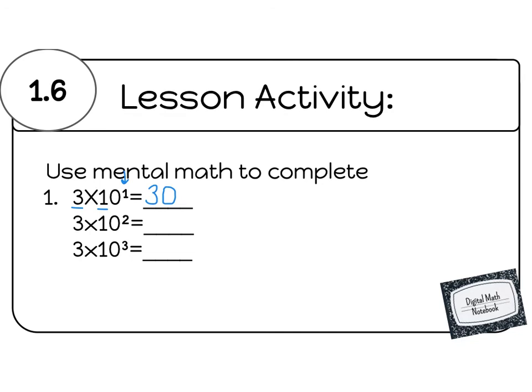We'll do one more together. 3 times 1 is 3, and this time I need 2 zeros. 1, 2. So that one would be 300. Your job is to fill in this last box on your own. Remember to complete this in your digital math notebook.